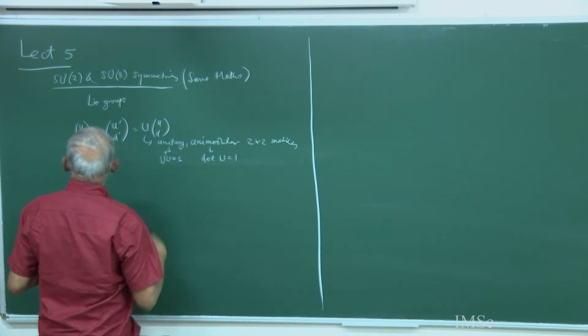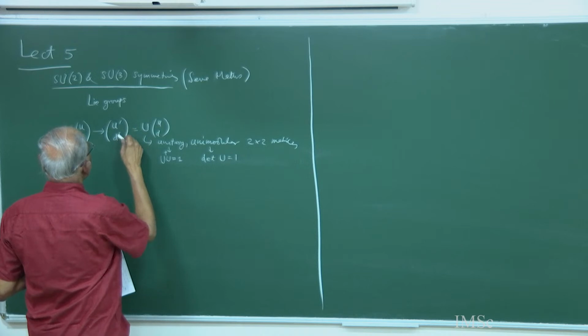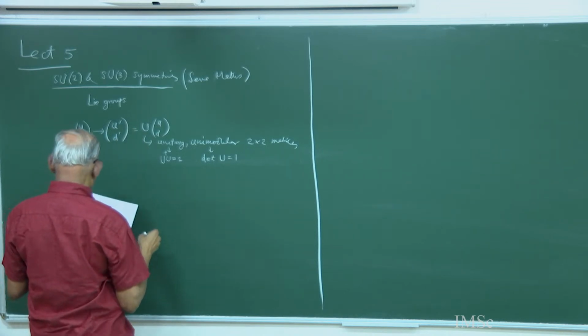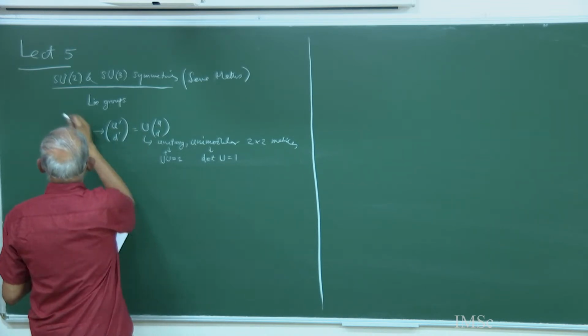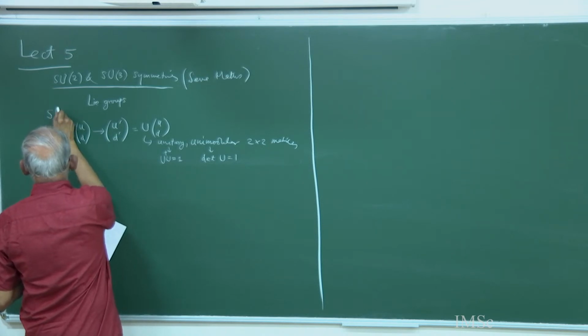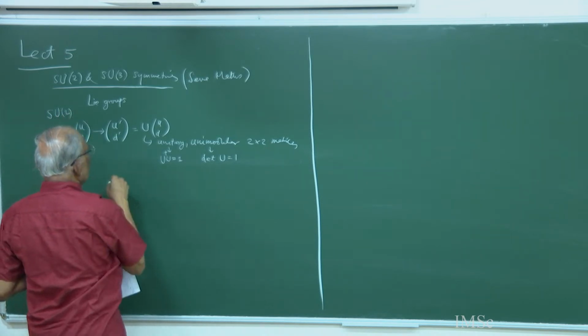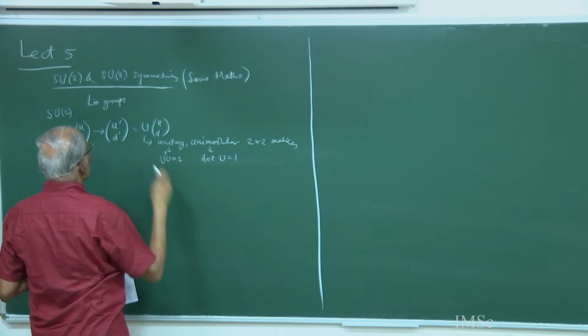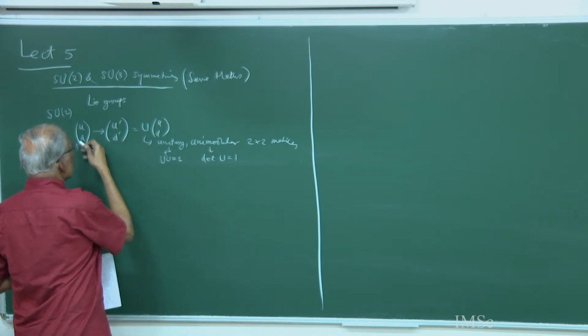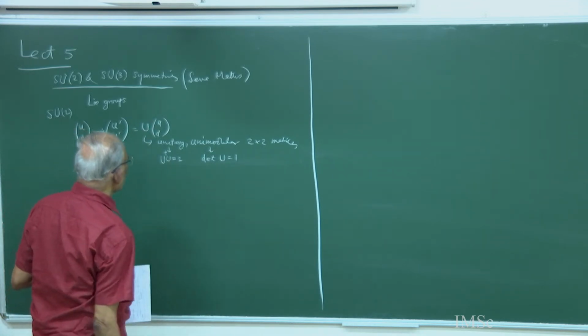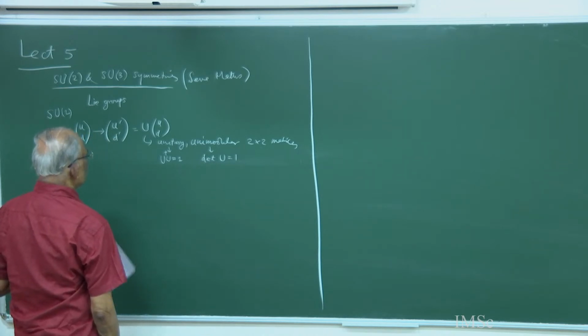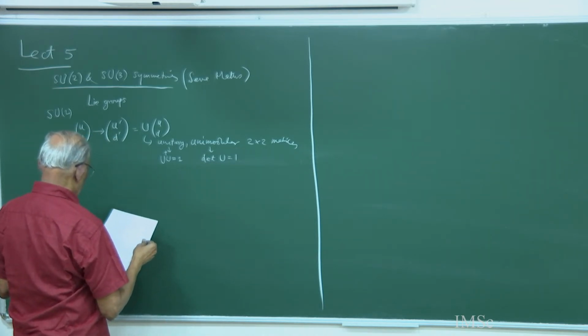That is why they are called U2 or U3. These are 2 objects. We will go to 3 objects later. This is SU2 we are doing now. SU2 is 2 by 2 and SU3 will be 3 by 3. We will transform the 3 quarks u, d, s like that. So that is the definition of SU2.